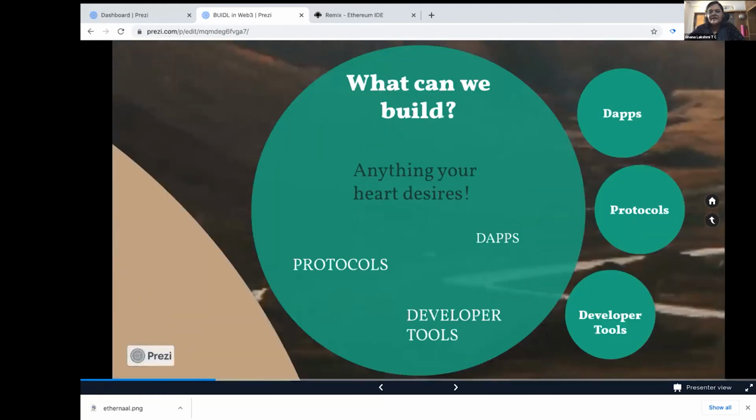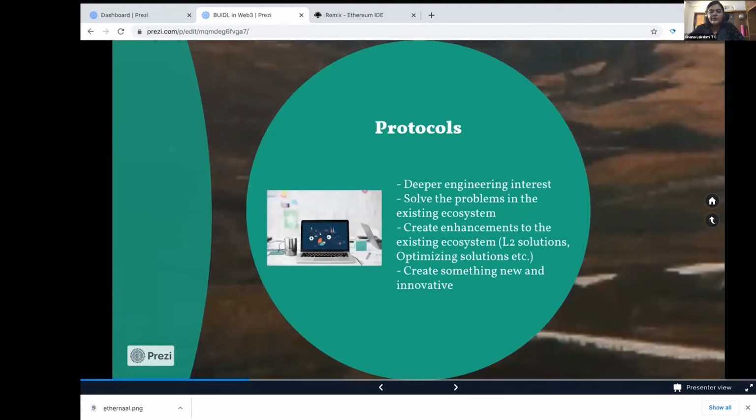Now, the second thing, in terms of what you can build, is very closely related to protocols. If you have a deep engineering or academic interest in working with protocols at the very core layer, at the stack layer, and building your own protocol, that is also an option. You can solve the problems with the existing protocols. You can create enhancements to the existing ecosystems.